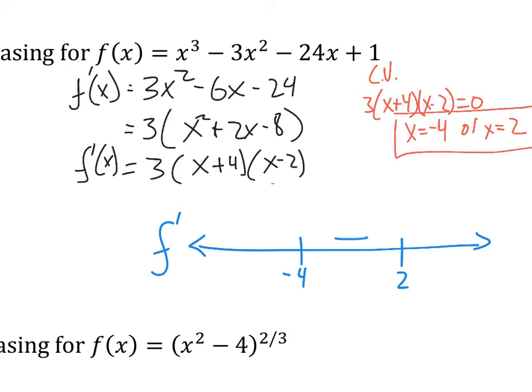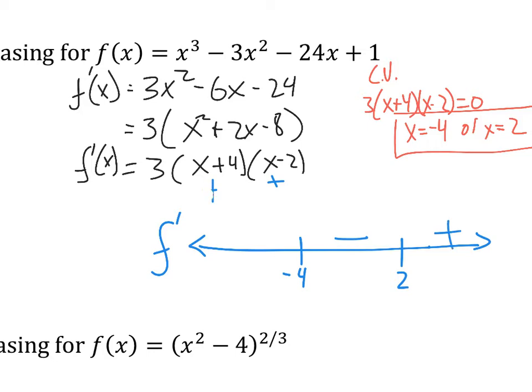All right, what if we pick a number to the right of 2? Pick something like 3 over here. Plug in 3 to each of these. What do we get? Well, we get 3 plus 4, which is a positive number. So if we plug in 3 here, we get a positive. Plug in 3 here, we get a positive. So everything's positive, so that's going to be positive.